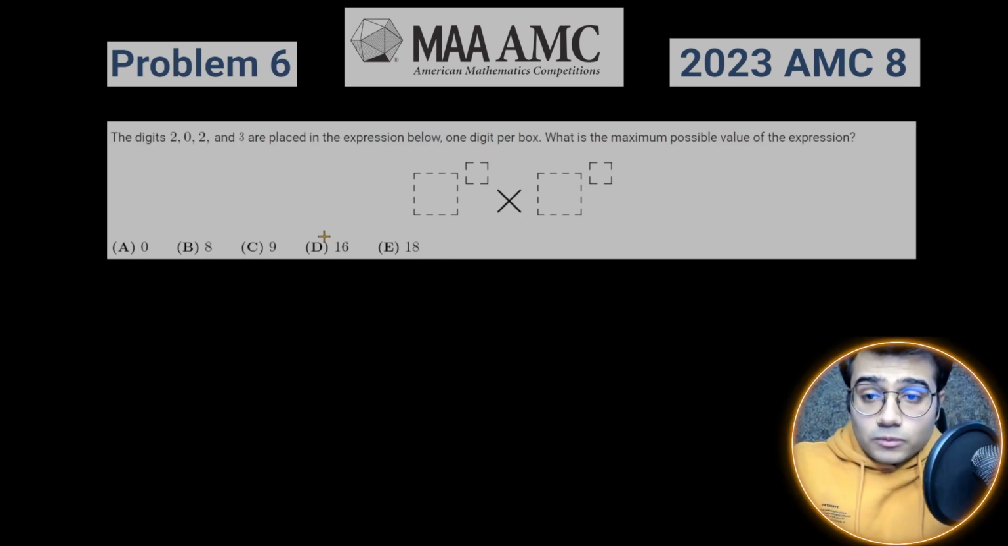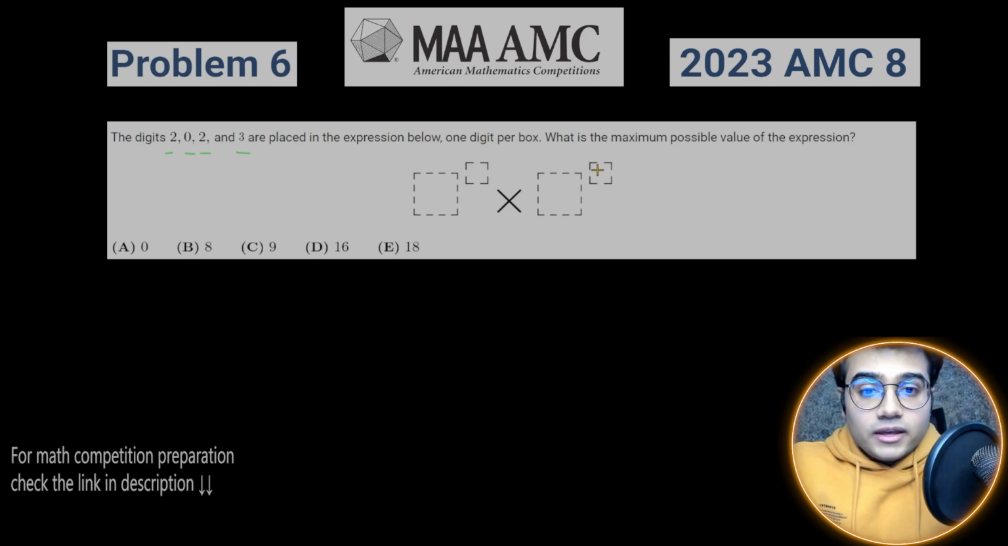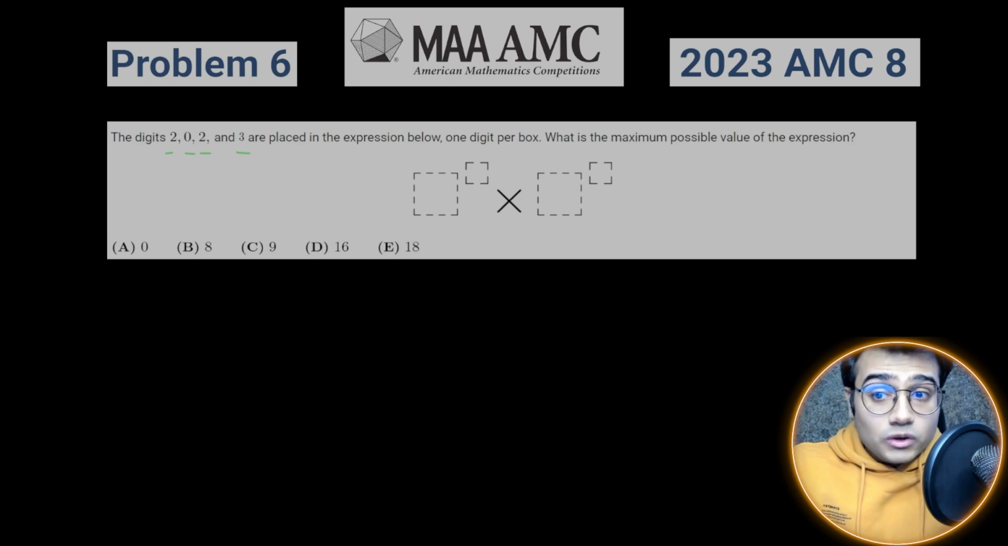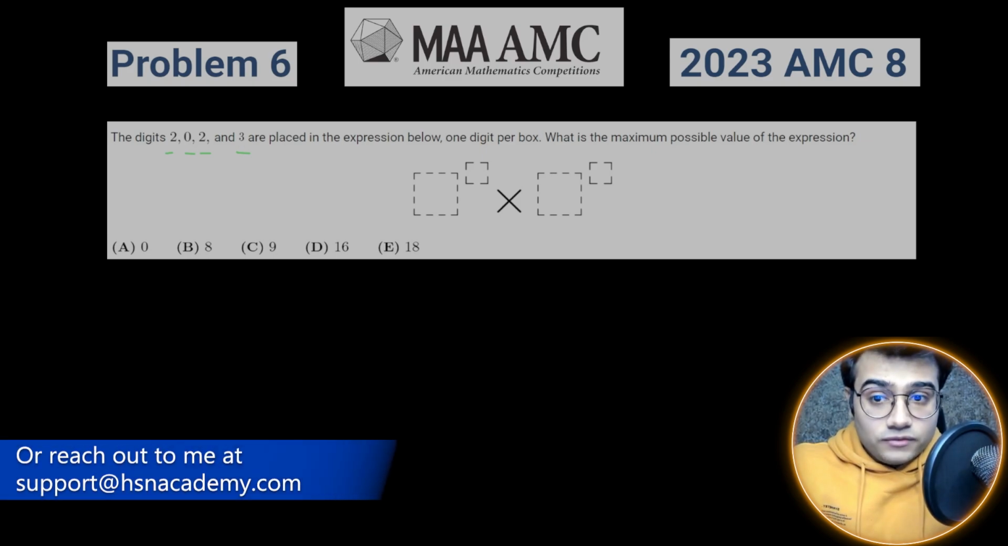Okay, so in this problem, they want us to place the digits 2, 0, 2, 3 in these 4 boxes and obtain the maximum possible value of the expression. Now, we can only use one digit once. That's kind of assumed here.